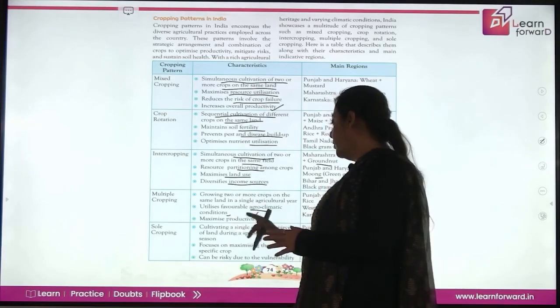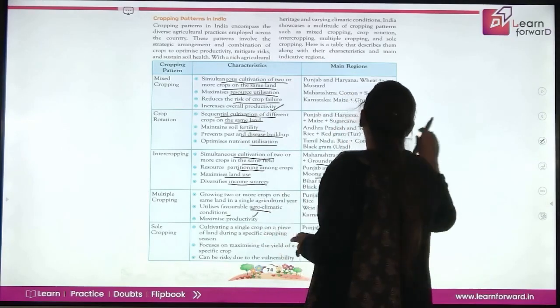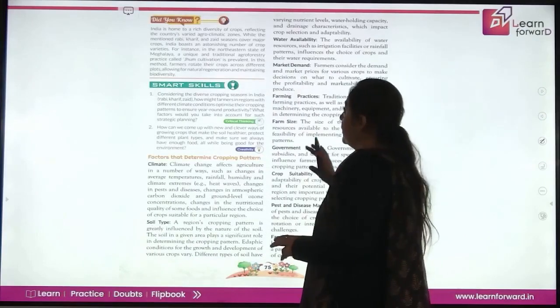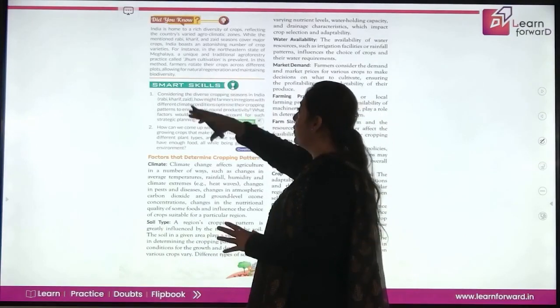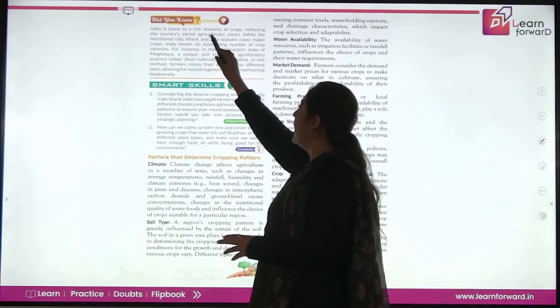But in sole cropping we just cultivate a single crop on a piece of land during a specific cropping season. Now let's come to the next page. Next page, and if we talk about India, it is a home to the diversity of crops, reflecting the country's varied agroclimatic zones.